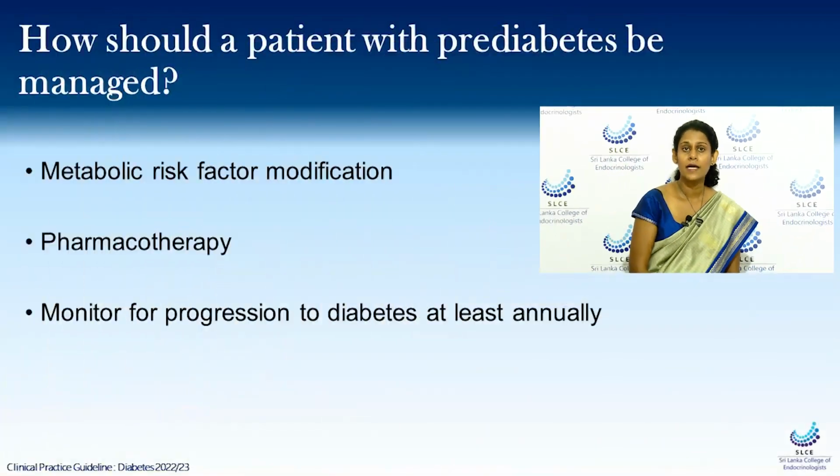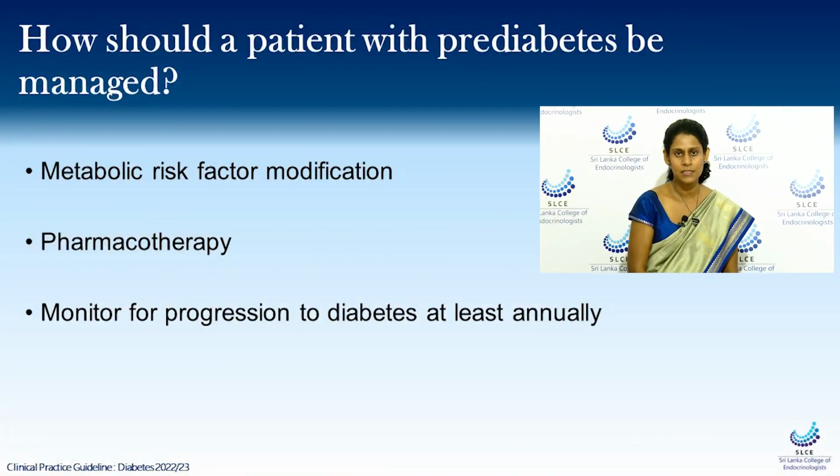How should a patient with prediabetes be managed? It is important to assess the metabolic risk factors and advise the patient to modify these accordingly. Pharmacotherapy also has a role in the management of prediabetes. It is also very important to monitor for progression to diabetes at least annually, because as we said before, there is a 4 to 20% increased risk of conversion from prediabetes to diabetes annually.